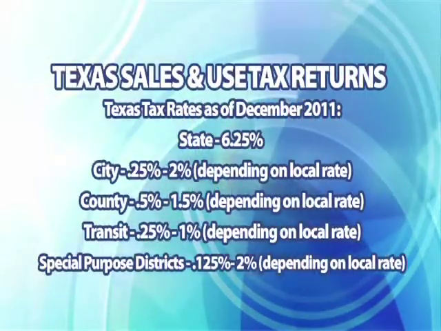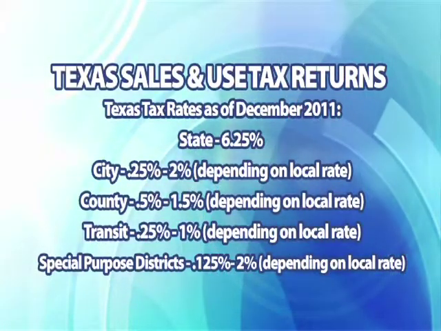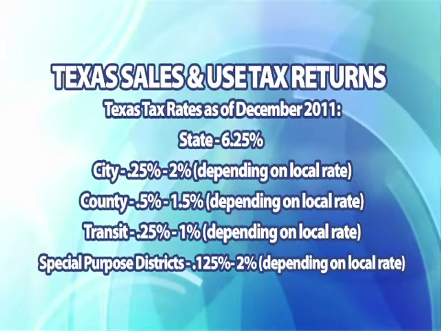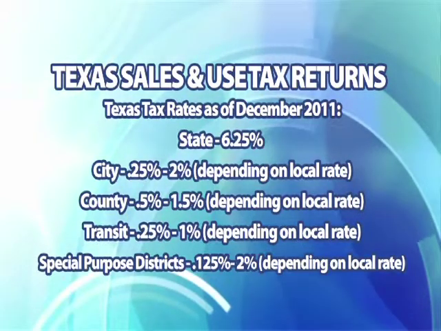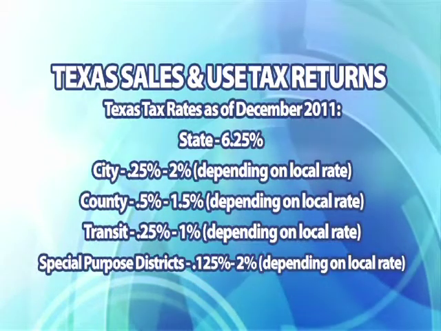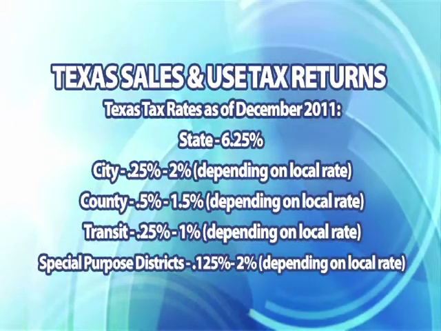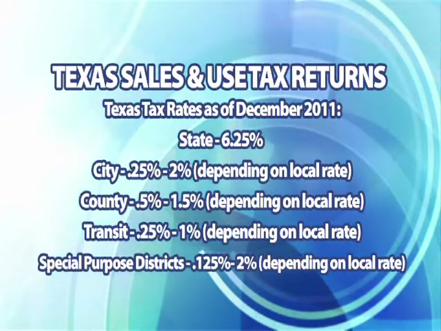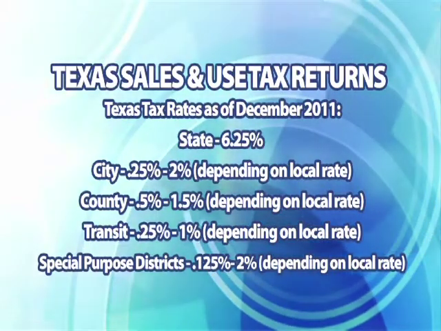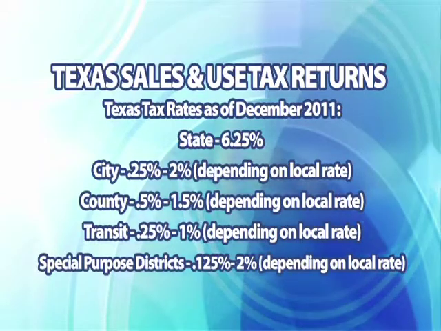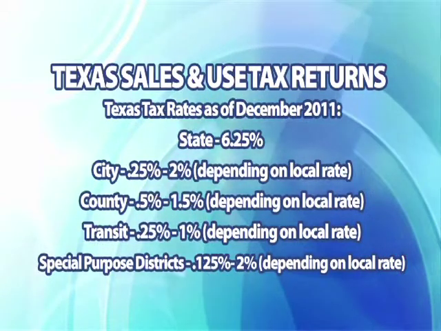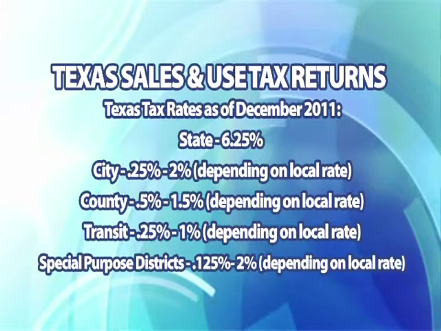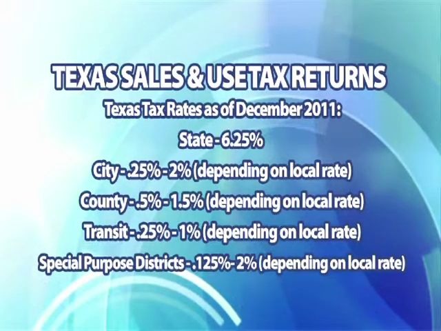Texas sales and use tax returns. As of December 12th, the Texas tax rates were as follows: state was 6.25%, city 1% to 2% depending on the local rate, county 0.5% to 1.5% depending on the local rate, transit 0.25% to 1% depending on the local rate, special purpose districts 0.25% to 2% depending on the local rate.